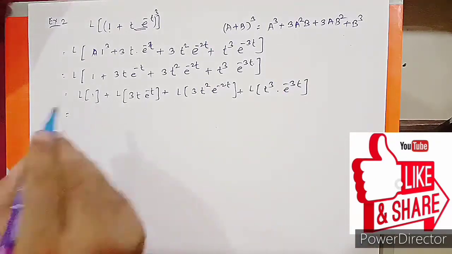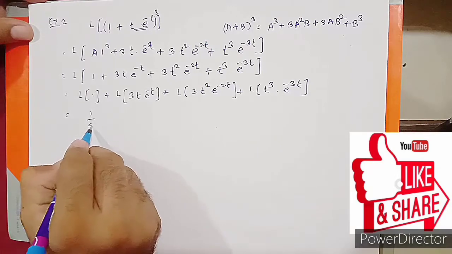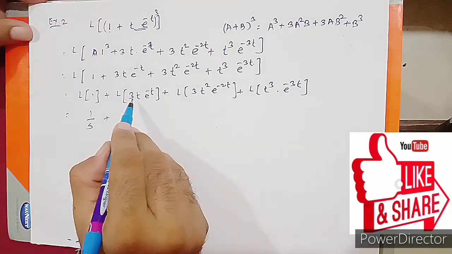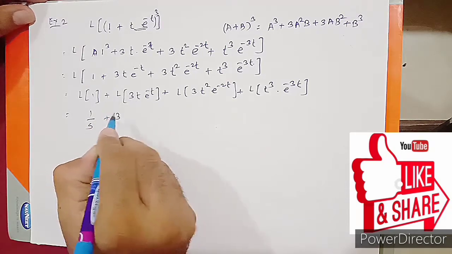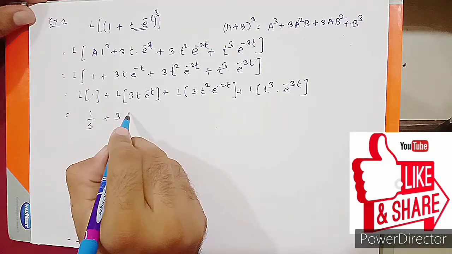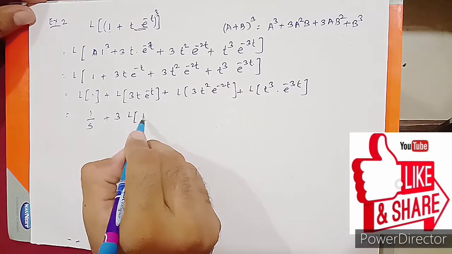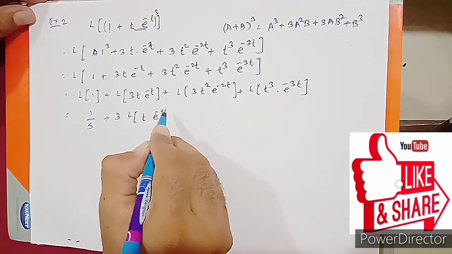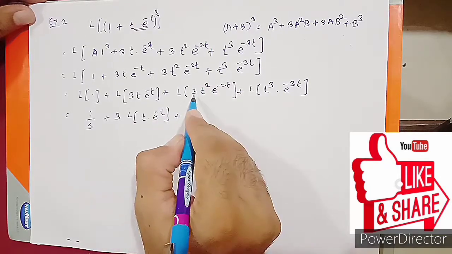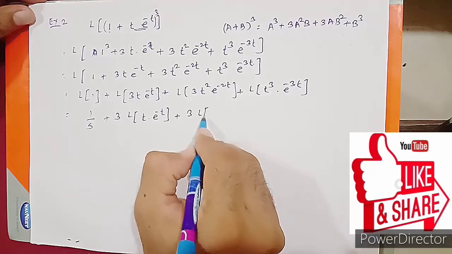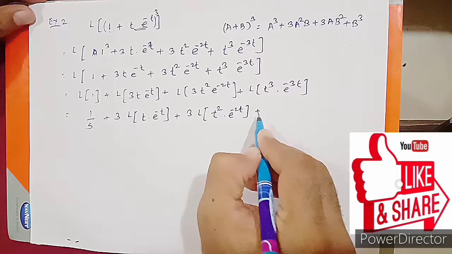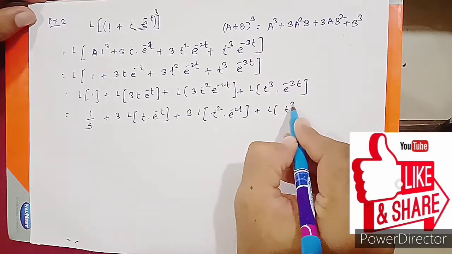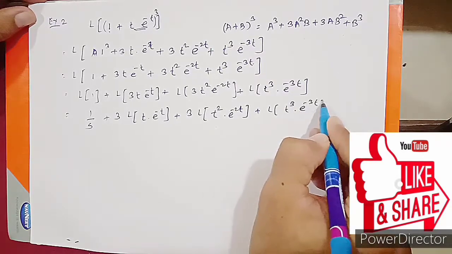So we know the Laplace of 1, what is the Laplace of 1? 1 upon s. It is our favorite formula. Now everybody knows that a constant we put outside. So what is inside? Laplace of t into e raised to minus t, plus, again 3 is a constant, we put it outside, Laplace of t square into e raised to minus 2t, plus, there is no constant, so the term will be as it is, right?